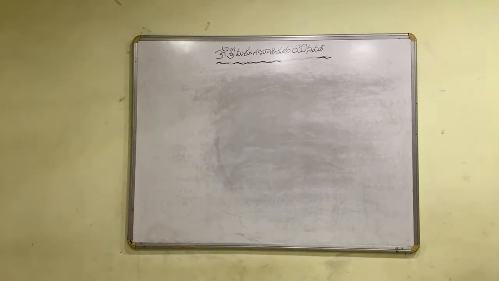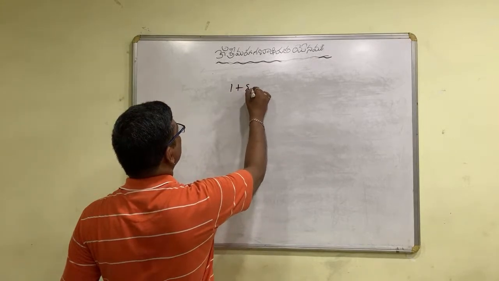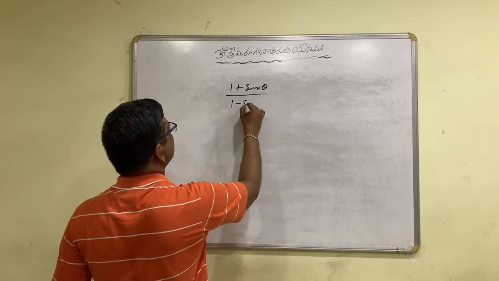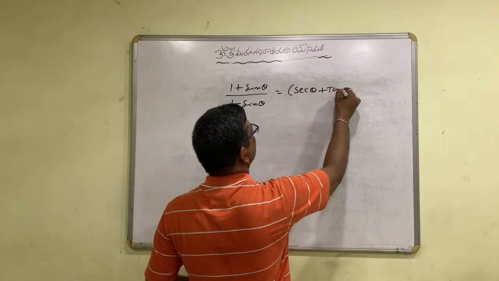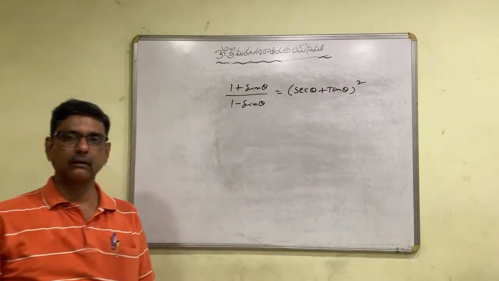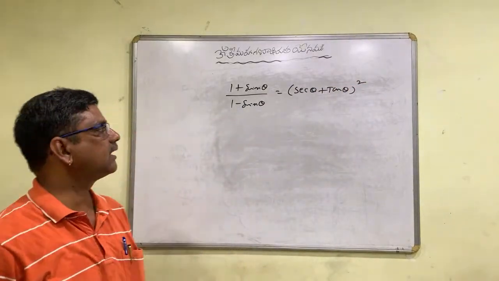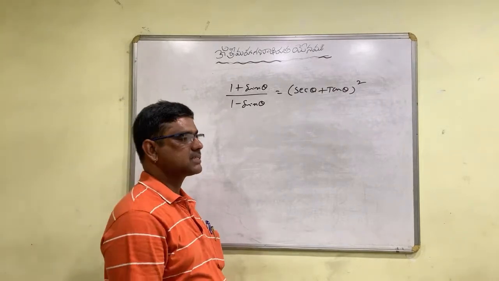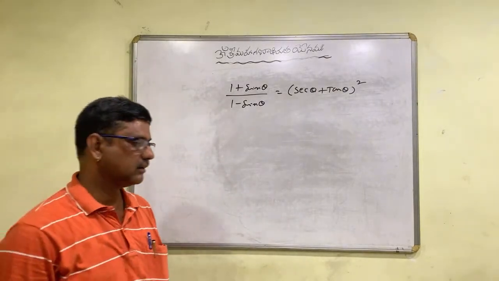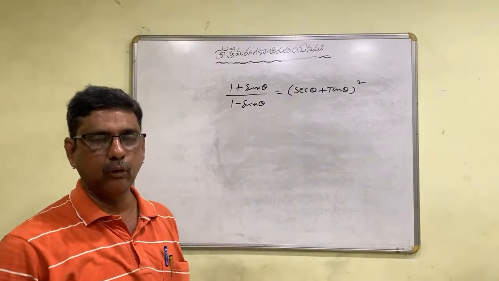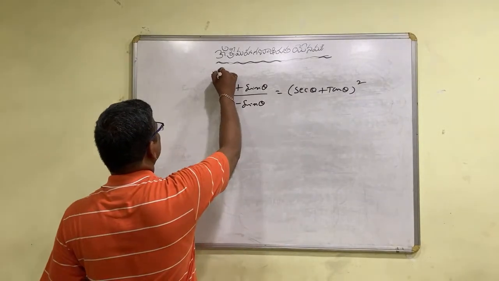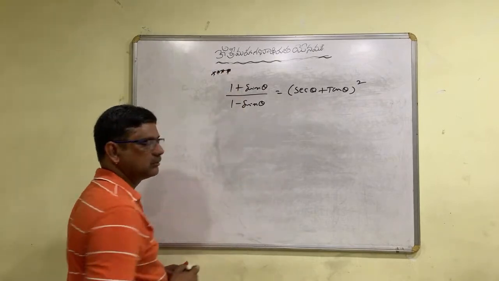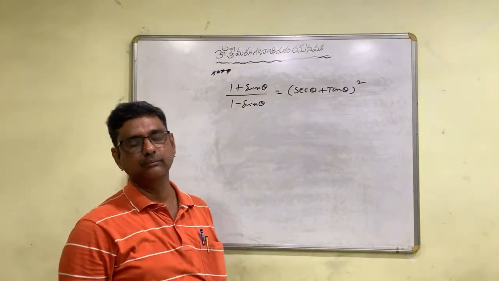Next question. Question number 5. 1 plus sin theta by 1 minus sin theta is equal to secant theta plus tan theta whole square. Children, very important model. Please put 2 to 3 stars on this problem like this.